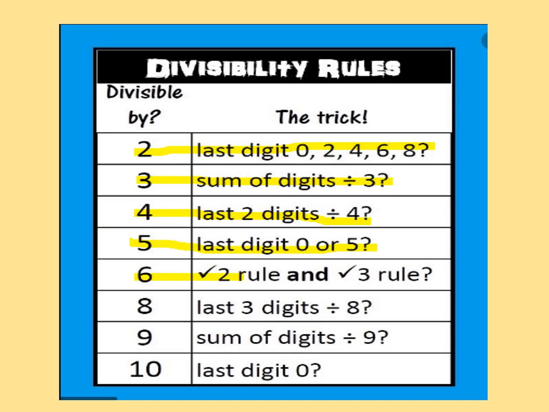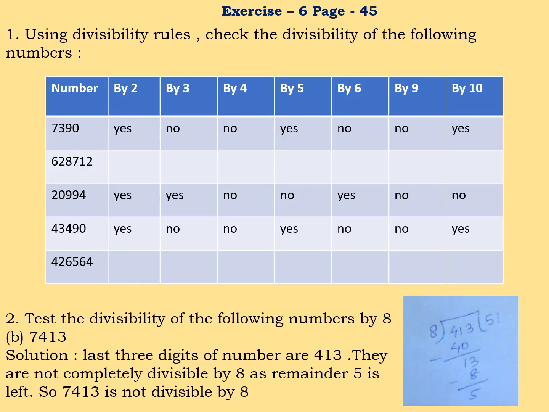For 6, the number should be divisible by 2 and also by 3. If a number is divisible by 2 but not divisible by 3, it is not divisible by 6. Okay. It should follow the rule for 2 and 3 both. For 8, the last three digits should be divisible by 8. For 9, simple, sum of the digits should be divisible by 9. And for 10, last digit should be 0.